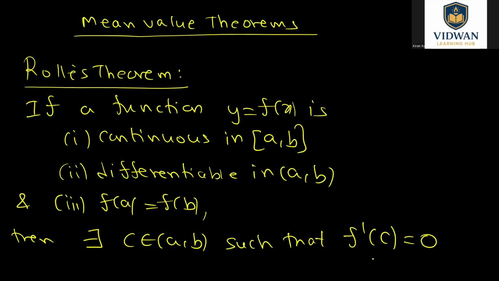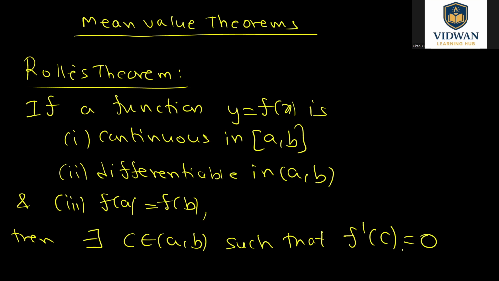Geometrically, how do you interpret this? F dash of C is 0 means at the point x equal to C, if you draw a tangent, it is parallel to x-axis. So that is the geometrical meaning of this. So continuous means there are no broken points in the graph between A and B. And differentiable means there are no broken points, no sharp edges. And the y coordinates at A and B are equal. Then between A and B, there is a C such that f dash of C is 0. And this C need not be unique. There will be minimum one such value, but you can have multiple values like that, where the derivative is 0, means the tangent is parallel to x-axis.